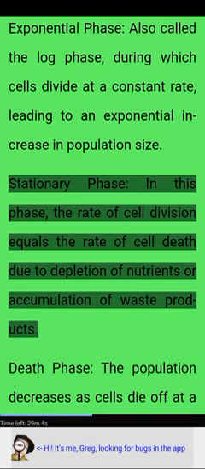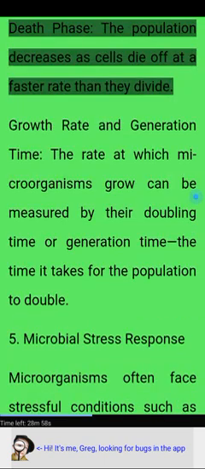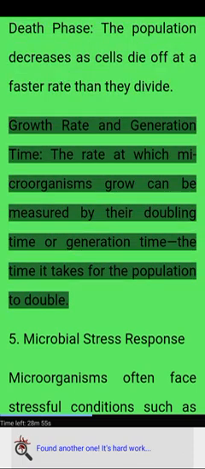Stationary phase. In this phase, the rate of cell division equals the rate of cell death due to depletion of nutrients or accumulation of waste products. Death phase. The population decreases as cells die off at a faster rate than they divide. Growth rate and generation time. The rate at which microorganisms grow can be measured by their doubling time or generation time, the time it takes for the population to double.